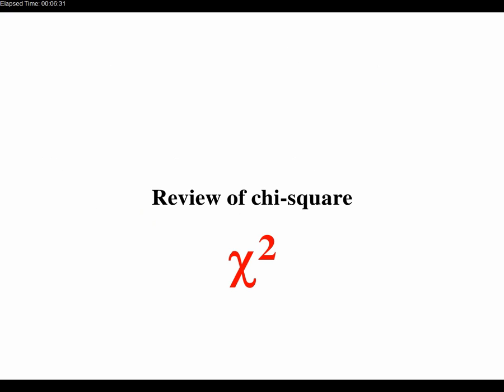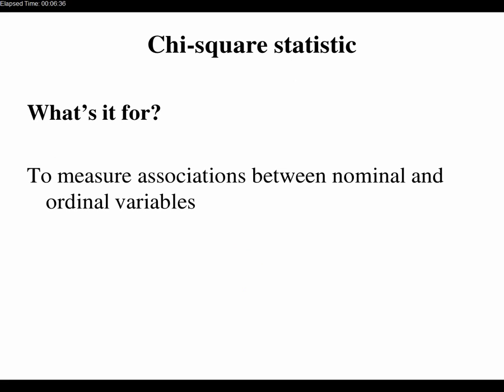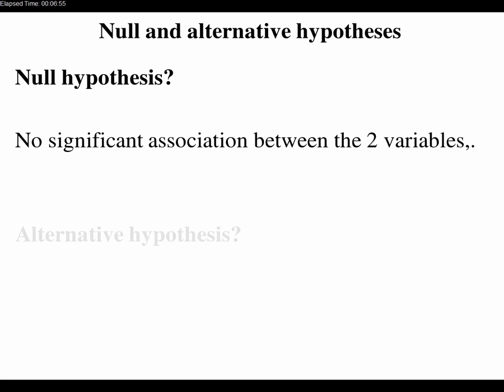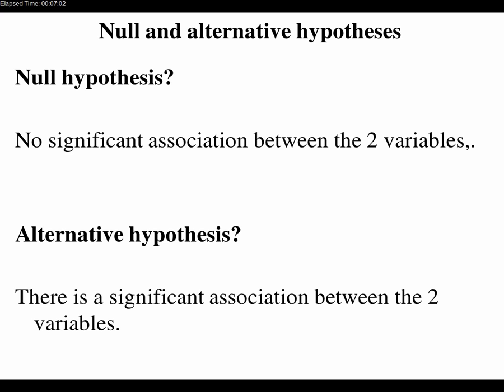Okay, let's do a quick review of chi-square. What's it for? It's to measure associations between nominal and ordinal variables. The null and the alternative hypothesis. What's a null hypothesis? You remember? It means that there's no significant association between the two variables. What's the alternative hypothesis? Go ahead, tell me. That's right. It means that there is a significant association between the two variables.